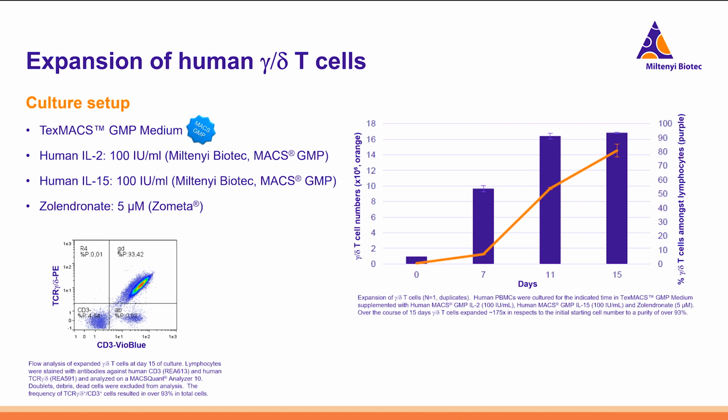As you can see, human gamma delta T cells nicely expand and are kept pure over the course of 15 days when using TexMACS GMP medium supplemented with 100 international units per milliliter of our MACS GMP grade interleukin 2 and interleukin 15, as well as 5 micromolar of zoledronate.